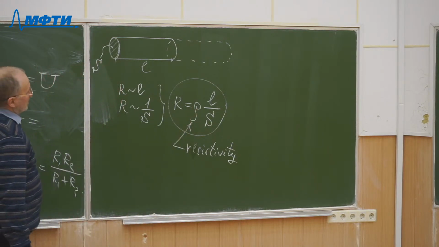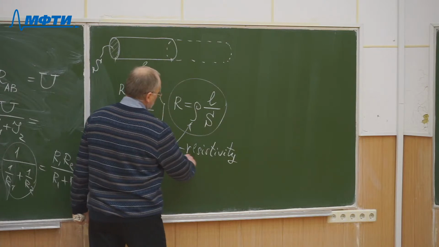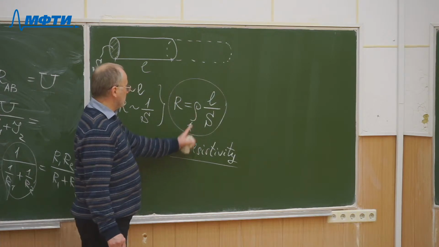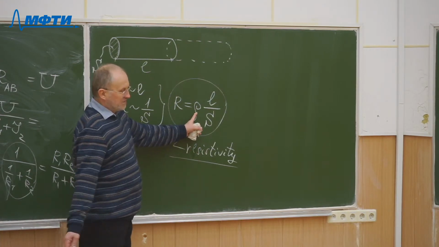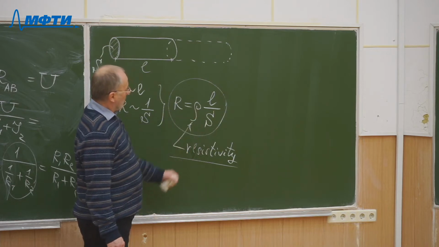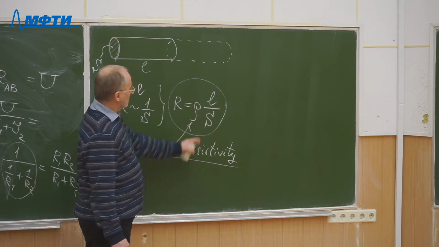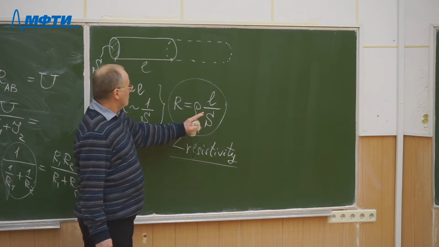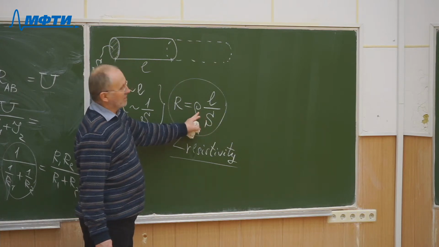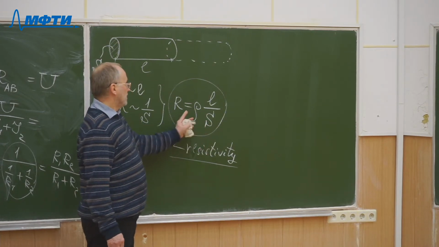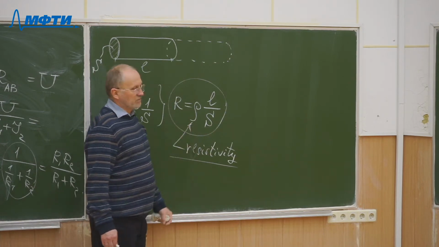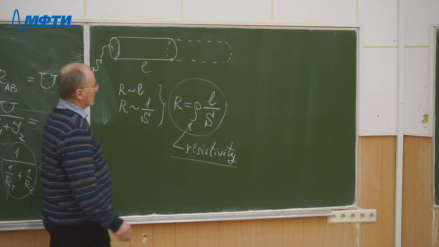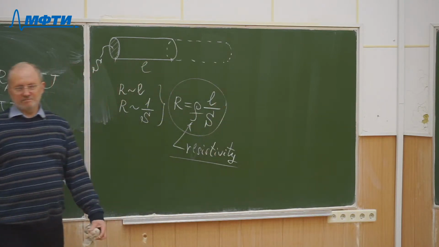And also it should be noted that the resistivity of any material depends on temperature. So if you measure the resistivity of any material at room temperature, you will obtain some quantity, but if you increase the temperature, the resistivity will change. For metals, it will increase. For semiconductors, it will decrease. So the dependence on temperature is different for different types of materials. And you should remember that this quantity is temperature dependent.